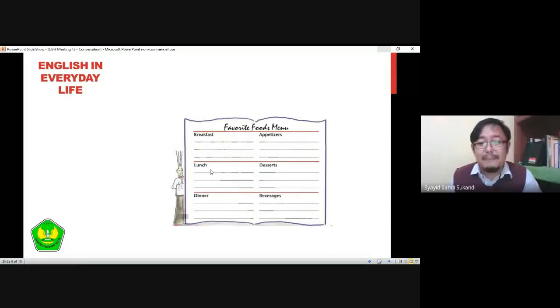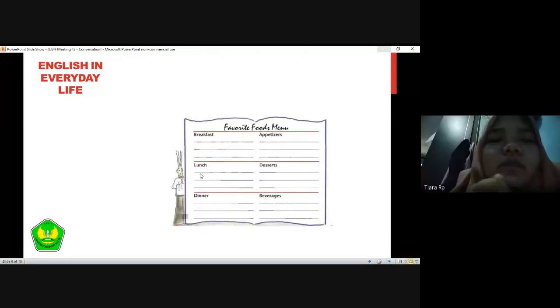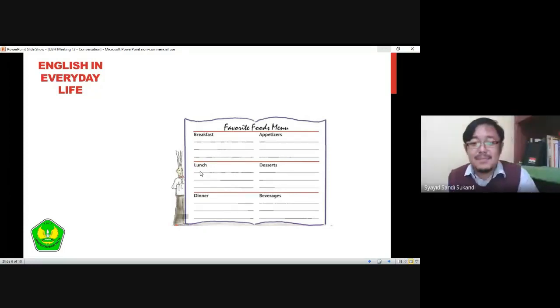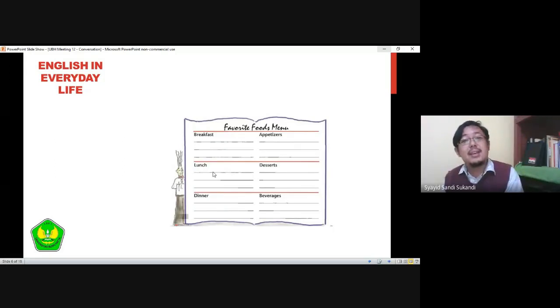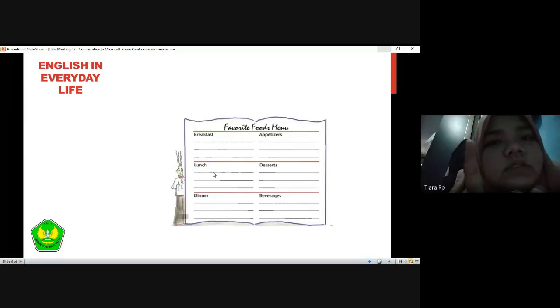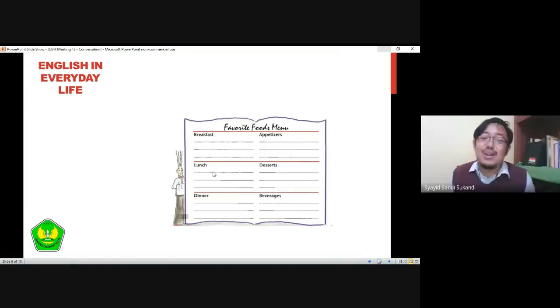Siapa yang mau ya, perempuan? Give you best shot. Just imitate the breakfast like this one. This morning my breakfast was fried noodle. Or you can say, today my lunch will be noodle.